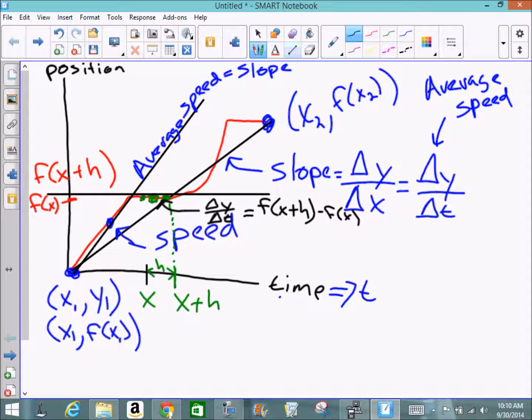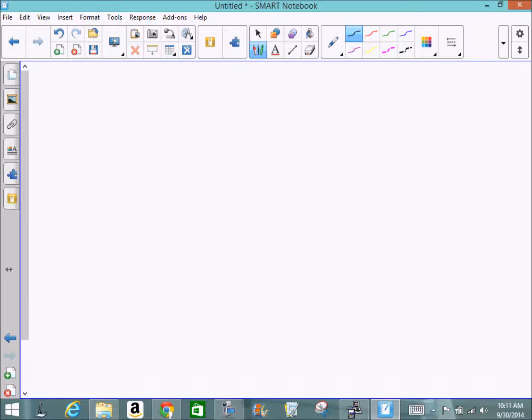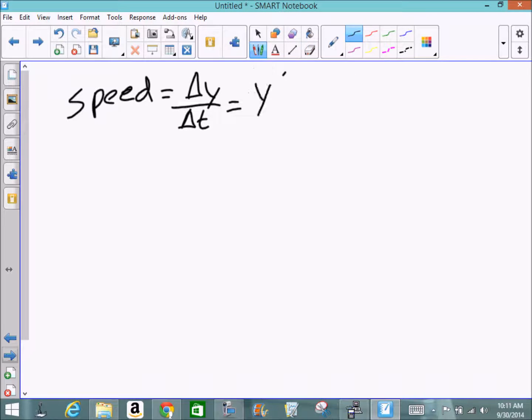But to calculate the y values, remember that the slope is the final y minus the initial y, over the final x minus the initial x. So my final y will be f of x plus h minus the initial y, which would be f of x, and likewise for the x's on bottom. So if I rewrite this on a cleaner screen, my final y would be y sub 2 minus y sub 1 over t sub 2 minus t sub 1. That's how we calculate slope.